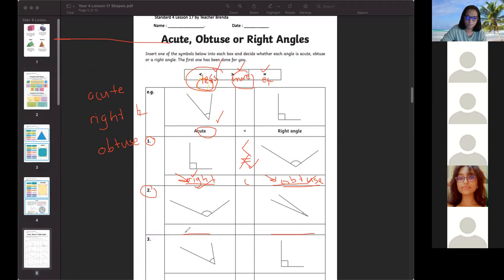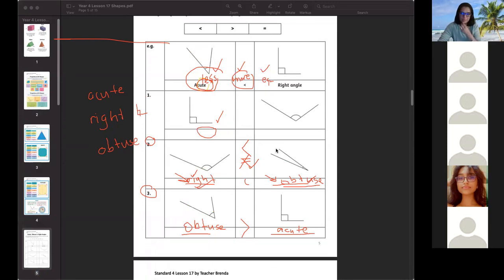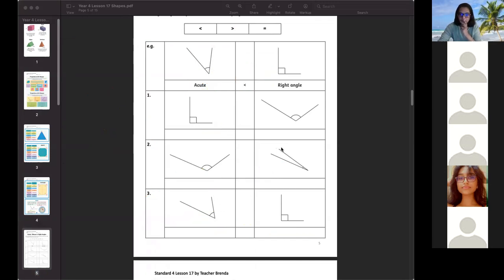Obtuse angle. Very good. How about the other one? Acute angle. Very good. So what would you say? Obtuse is more than or less than or equals to acute? More. So all of you, more goes this way. This is the way you write the symbol more. Okay? All right. So far, any problem with this, guys? This is quite simple, huh? Okay? So you can finish up number 3. We will move on to the next page.